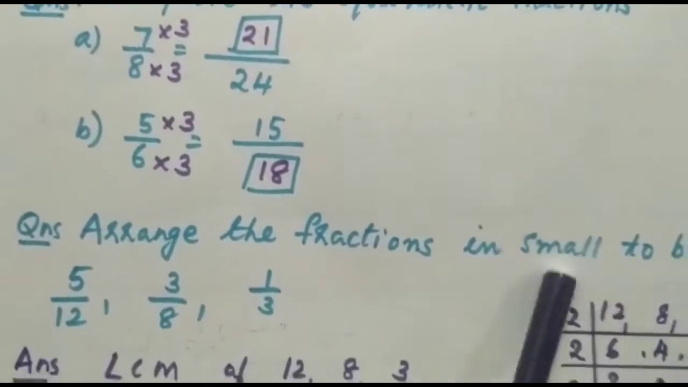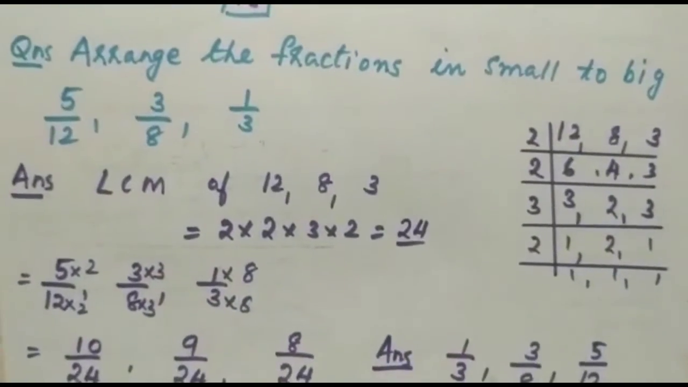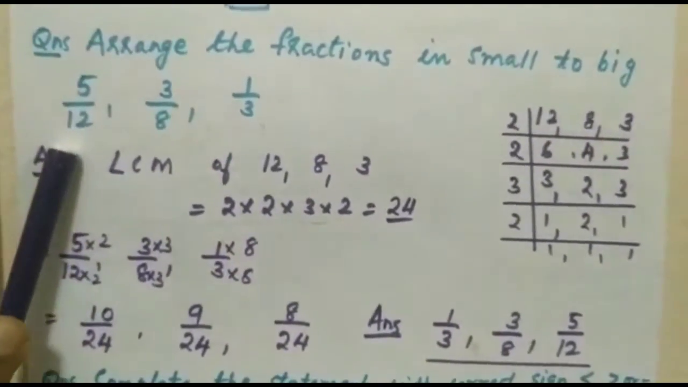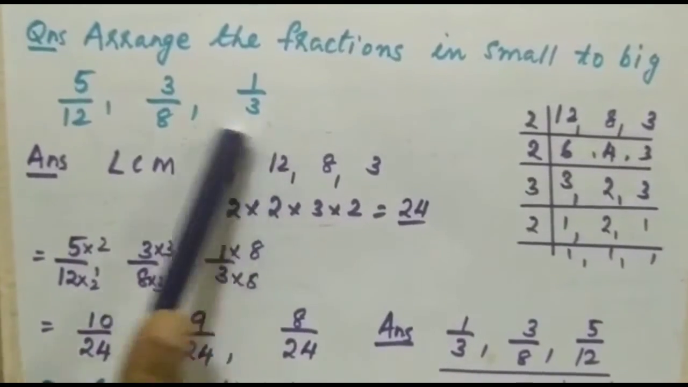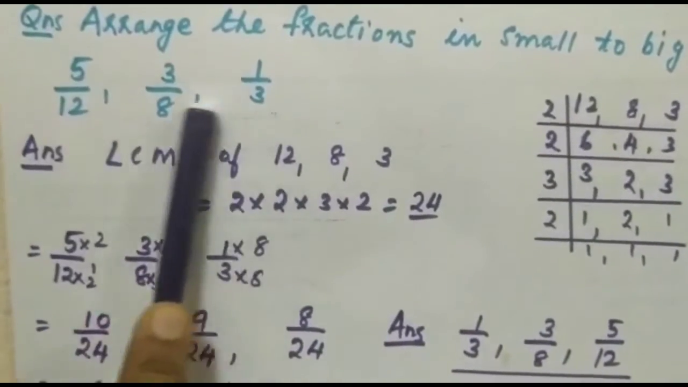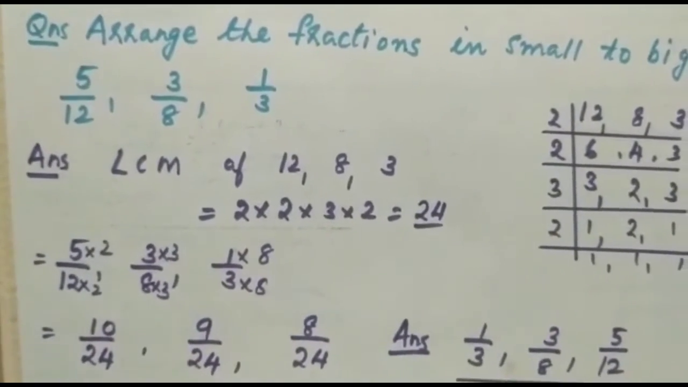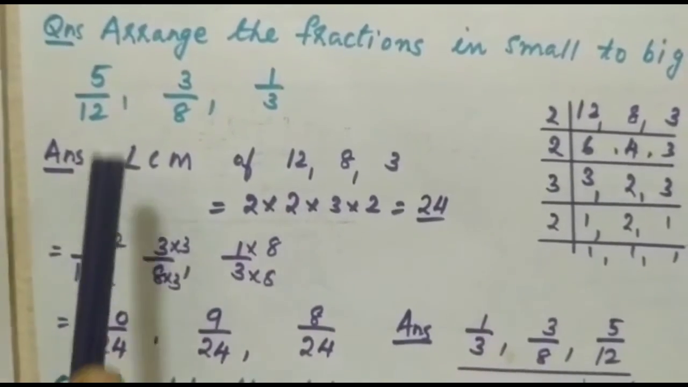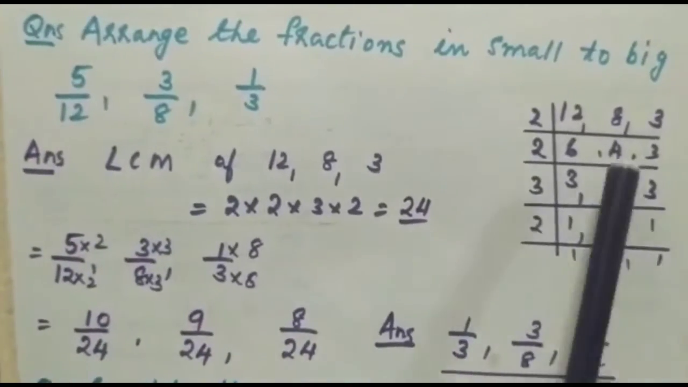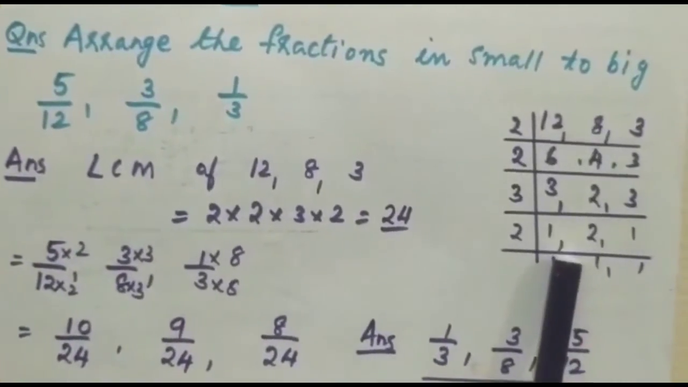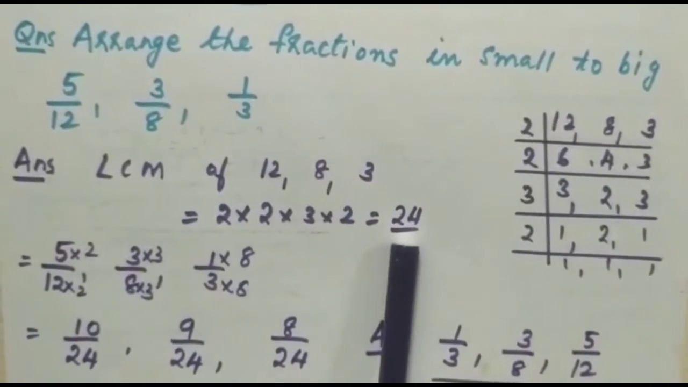Arrange the fractions from small to big. This is the same, a comparison only. The fractions given are 5 by 12, 3 by 8 and 1 by 3. What we learned is that we have to take the LCM of the denominators. The denominators must be the same, so you have to find the LCM. You know how to find it, because these numbers have common factors. We do the LCM this way, a method we already know. So the answer is 24.